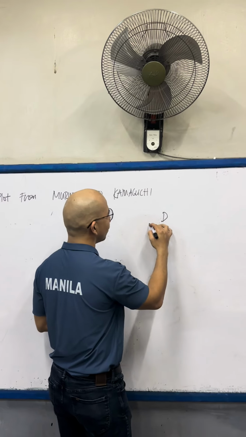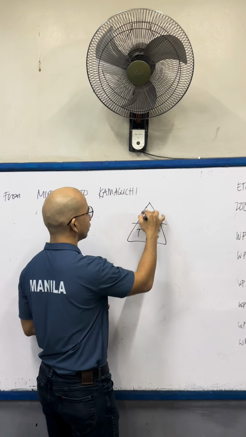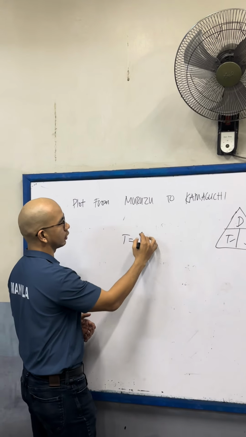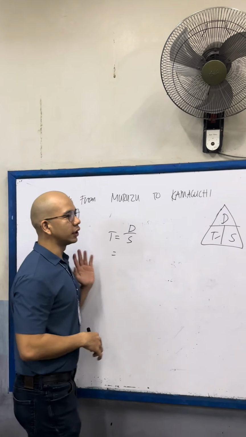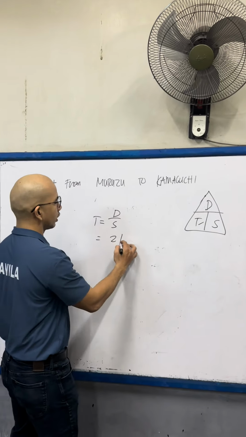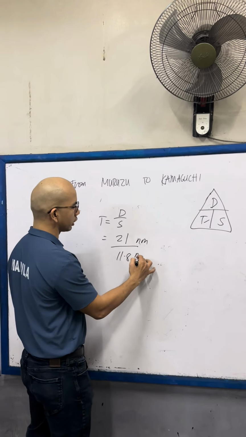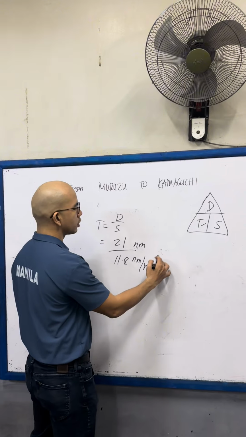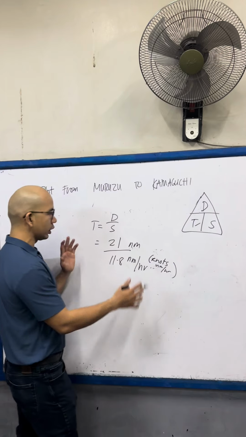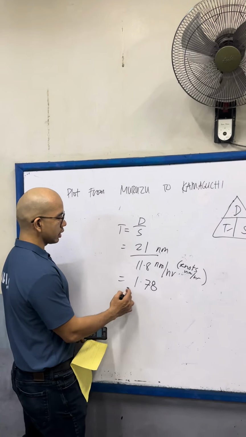This triangle shows distance, time and speed. What we need is time, so time is equal to distance over speed. For the first waypoint, we have 21 nautical miles. So 21 divided by 11.8 nautical miles per hour. Knots, guys, is nautical miles per hour. We divide, and the answer is 1.78. So this is 1 hour.